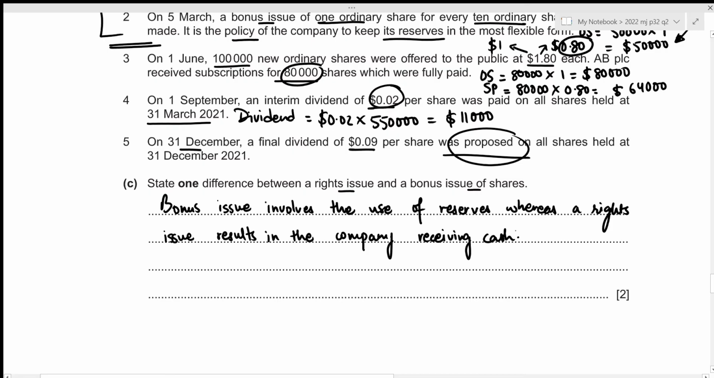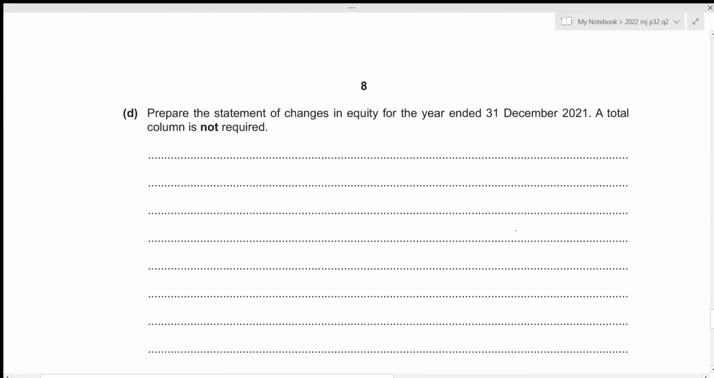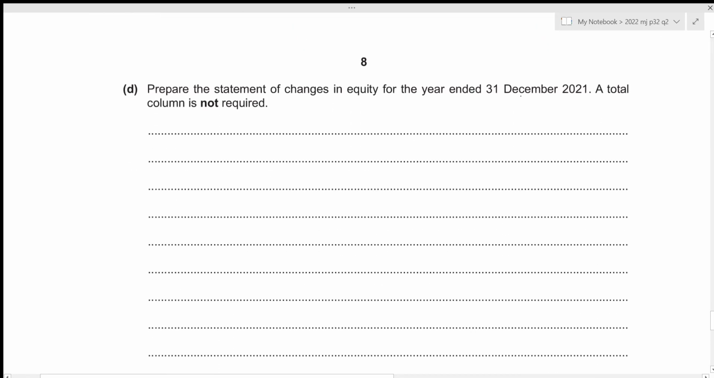We can now move towards the fourth one. We now need to prepare the statement of changes in equity for the year ended 31st December 2021, and a total column is not required. Alright, so the last column we have is retained earnings. And we also have revaluation reserve.